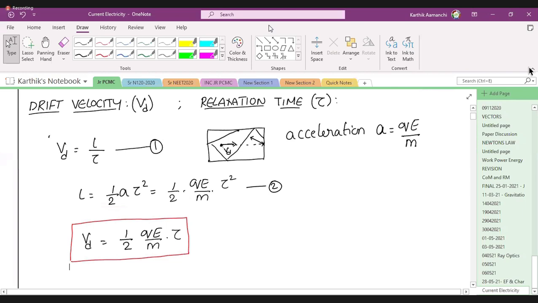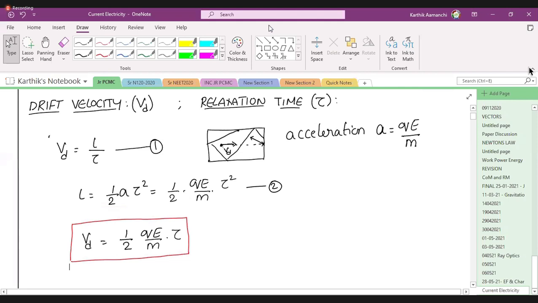Yes, sir. So below that you write it down. VD is directly proportional to electric field and VD is directly proportional to your relaxation time. Or else you can also call relaxation time as your average collision time. Both are synonyms only. Average collision time.